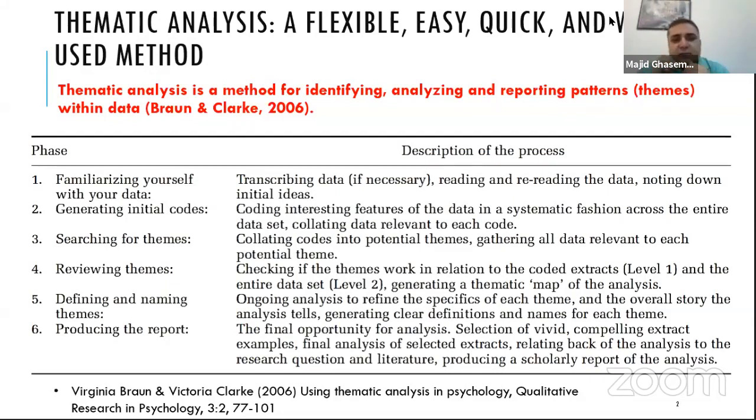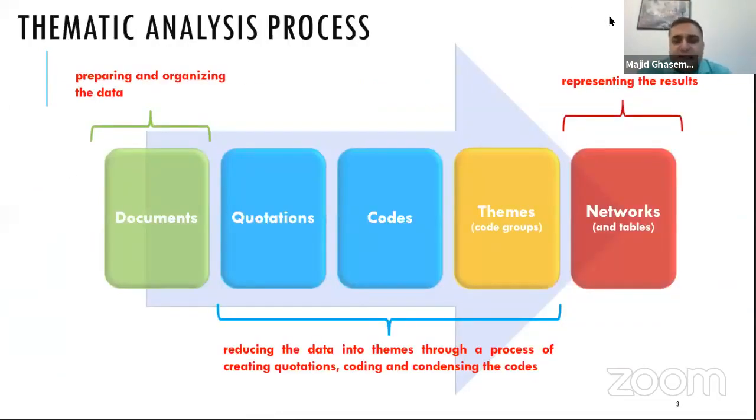Now, thematic analysis, as you can see in this slide, has 6 phases. It starts with familiarizing yourself with your data, generating initial codes, searching for themes, reviewing your themes, then defining and naming the themes, and finally producing a report. So if we want to translate these phases into a process that can be implemented in Atlas TI, we will have this process here in this slide. The process of thematic analysis in Atlas TI involves 5 steps here.